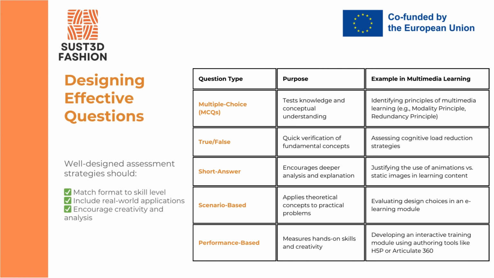Another great way to keep assessments effective is by mixing up the types of questions we use. For example, multiple choice questions work well for checking basic concepts. Short answer questions are better for exploring reasoning or explanations. Then you've got scenario-based questions for testing problem-solving skills, and performance-based tasks when you want to assess hands-on, practical abilities. Each type has its purpose, and together they help us get a clearer picture of how well learners really understand the material.